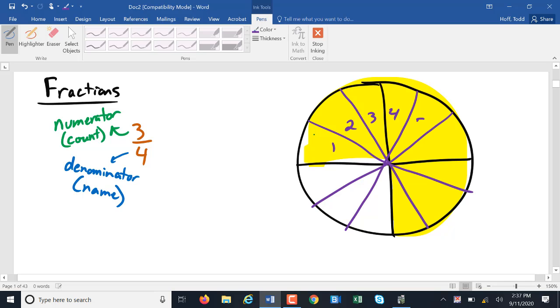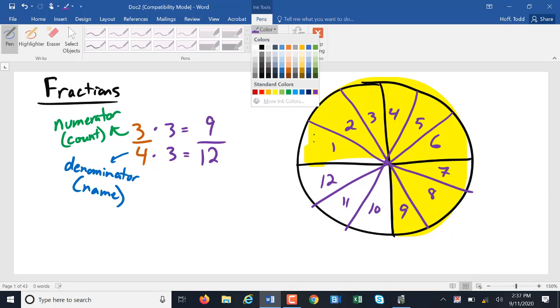if I count those around there, how many pieces do I have to make up the whole object? 12. Perfect. It was 4, but we cut each of them into 3 equal pieces. 4 times 3 makes 12. How many pieces do we have there in yellow? 9. We had 3, we cut each of them into 3 pieces. 3 times 3 makes 9.